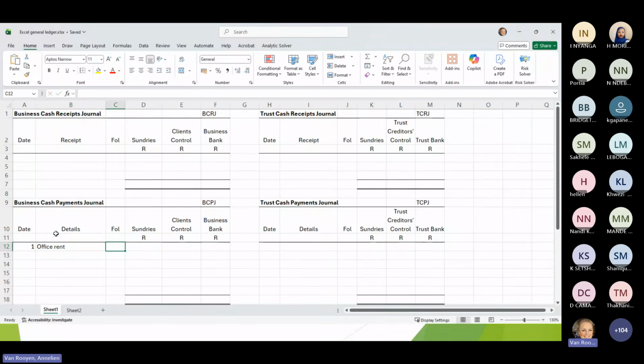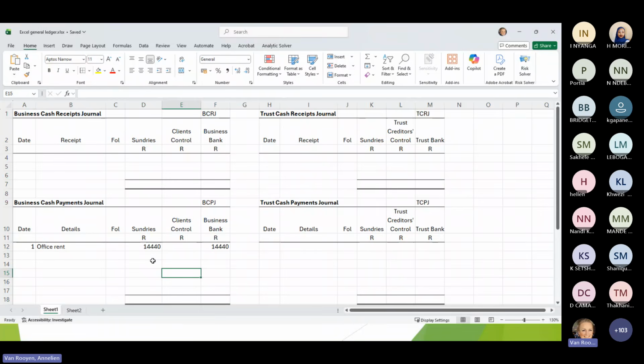The follow we're going to leave for now. I'll explain that later. 14,440 under sundries because it's not clients, nothing to do with the client. And this question doesn't have any VAT. There's no mention of VAT, so excluding VAT everything. Everybody okay with that? Please stop if you don't understand. Otherwise, I'm just going to proceed with the next transaction.